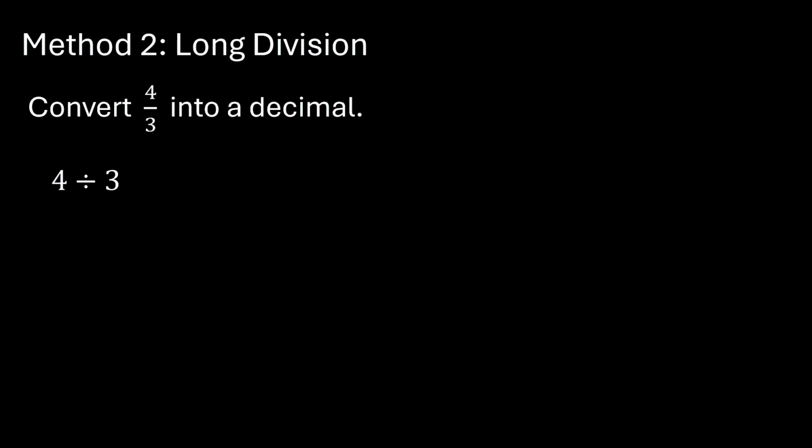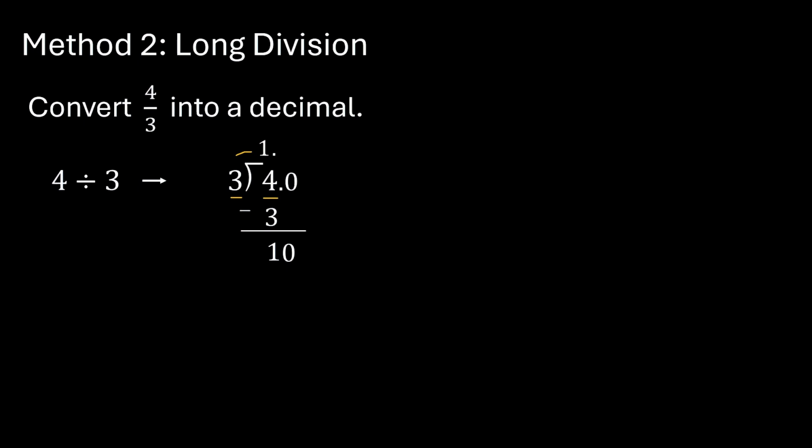Let's begin with 4/3. Since a fraction means division, we write it as 4 divided by 3. Remember, the numerator goes inside and the denominator goes outside. Can 3 go into 4? Yes, it goes one time. Write 1 above the division bar. Now multiply. 1 times 3 equals 3. Subtract. 4 minus 3 equals 1. Since we still have a remainder, we cannot stop. Add a decimal point to the quotient and another 0 to the dividend.